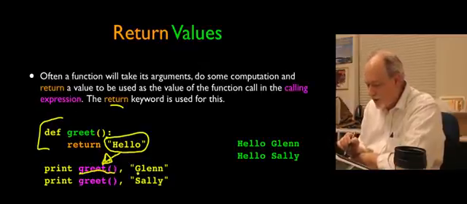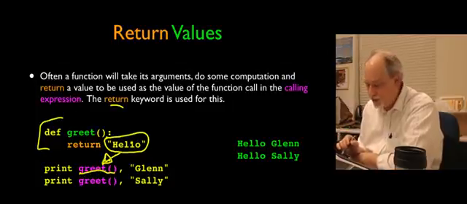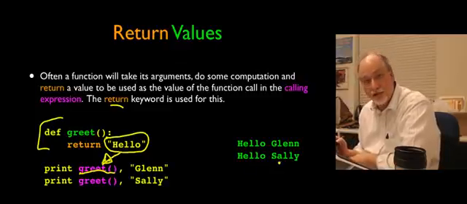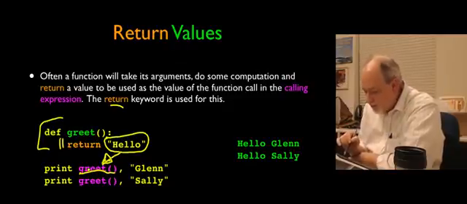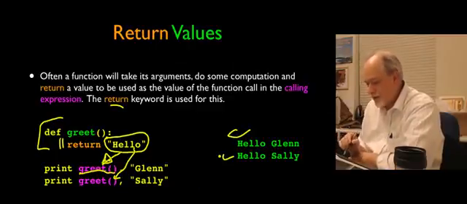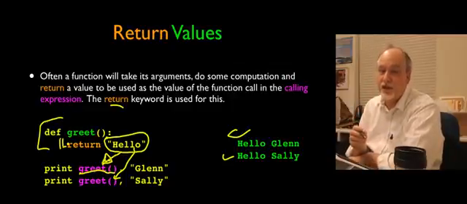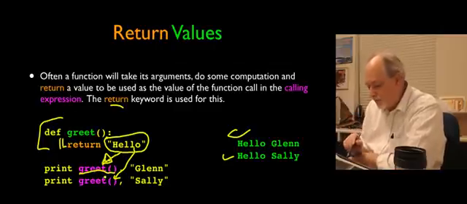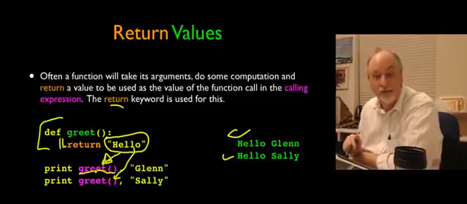So if we say print greet comma Glenn, it says hello Glenn, because the return value for the greet function is the string hello. And if we say greet Sally, it says hello Sally. And it's run the code twice, and the return value has been put in here instead. And so the hello came there and the hello came there, so we get the two lines. So return is a statement that both terminates the execution of the function and defines the value of what will be replaced when the function call comes back in the line that the function was called from.